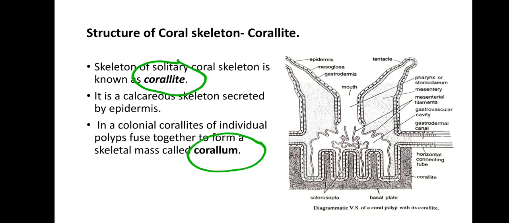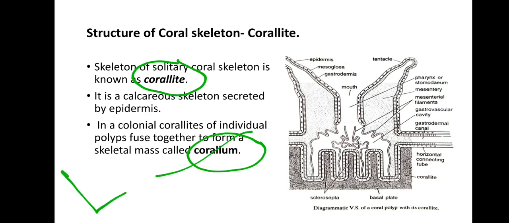But we know that most of these polypoid stages are in the form of colonies. So hundreds and thousands of such individuals, lying close to each other, secrete their skeleton, and it forms a whole mass. Let's imagine some 100 sea anemone-like individuals are secreting their skeleton, and this will form a whole mass of coral. Such a mass of coral that is formed by the fusion of these individual skeletons is called corallum.